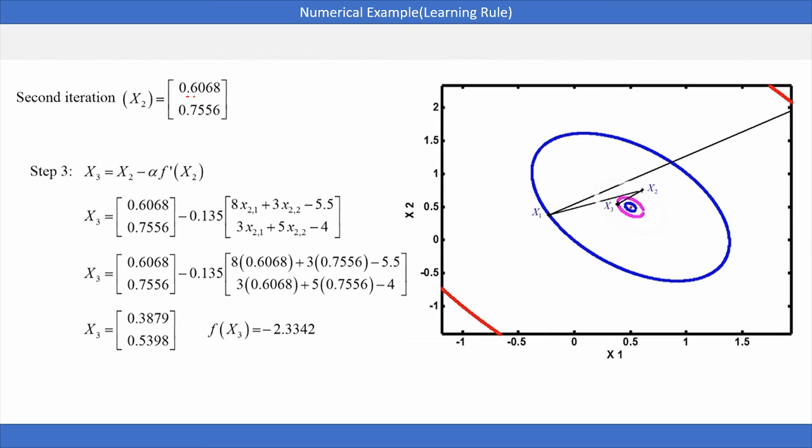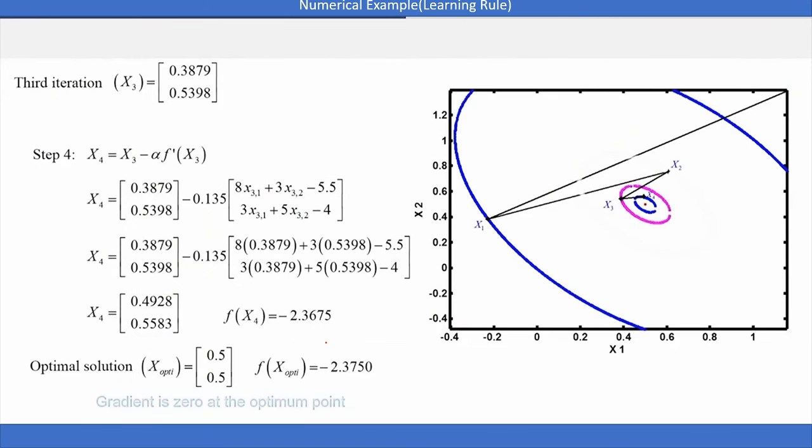Again my coordinate will be 0.6068 and 0.7556. If I repeat this process, I substitute 0.6068 for x1 and 0.7556 for x2. If I simplify it, I'll get this coordinate, 0.3 and 0.5. Again if I draw it, I'll get this minus 0.23. Again this is not the optimal one, so I need to repeat.